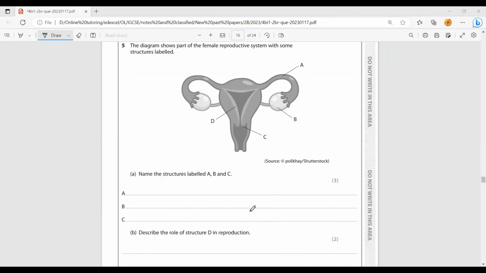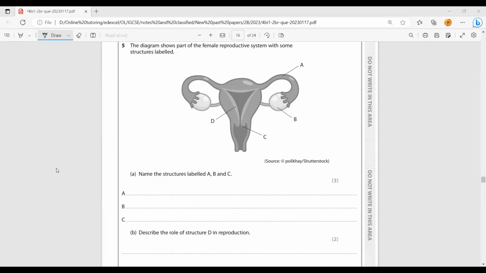A is the oviduct, okay. And B is the ovary, bravo. And C, what's it called? Cervix, excellent. Nobody should call it vagina. No, this is the cervix, guys, the beginning of the uterus. Sometimes they call it the neck of the uterus, but of course you have to mention cervix.